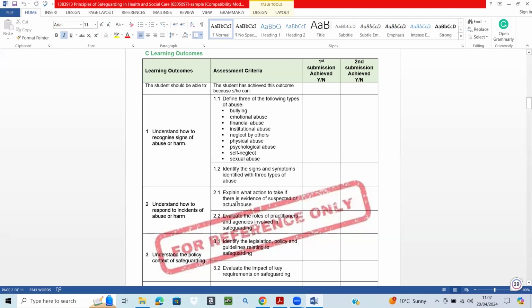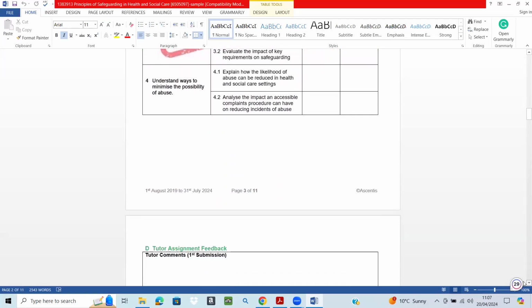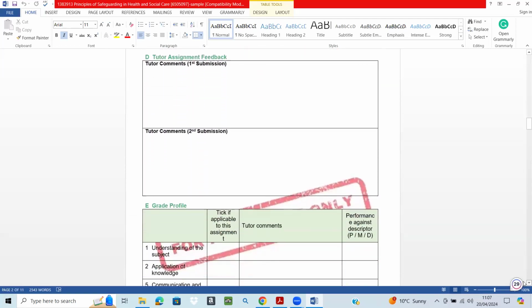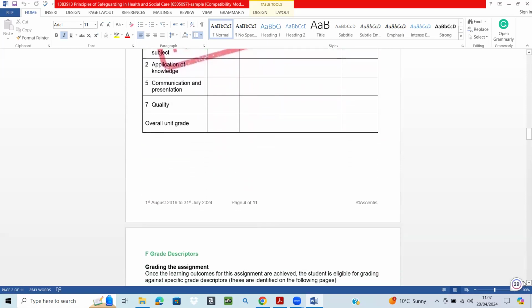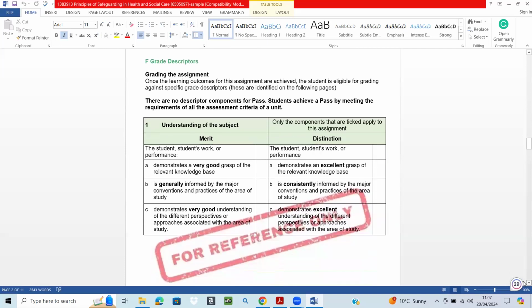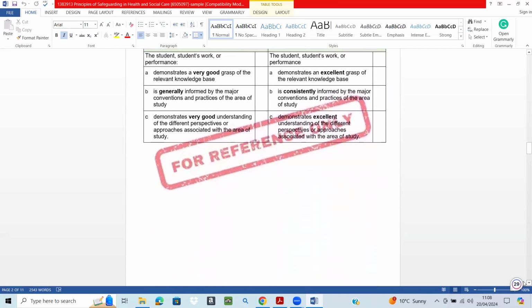Then what action to take if there is evidence of suspected or actual abuse. So in 2.1, we need to mention the actions that we could take. I think we have proper sample answers here. Understanding of the subject, application of knowledge. Okay, we have great descriptions here.